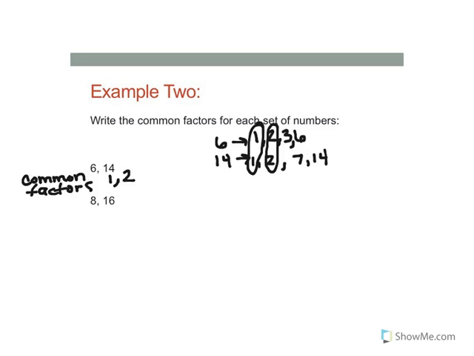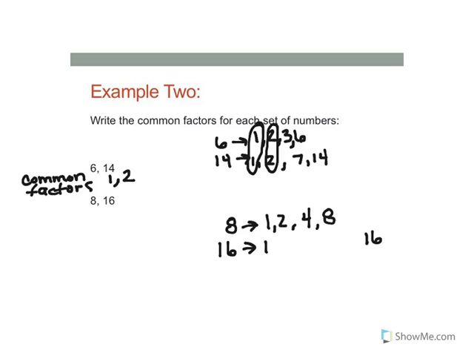Now we're going to do the same for 8 and 16. First, before finding the common factors, I have to write what the factors are. So I have 1 and 8, 2 and 4, and I know from my basic facts that these are the only ones.